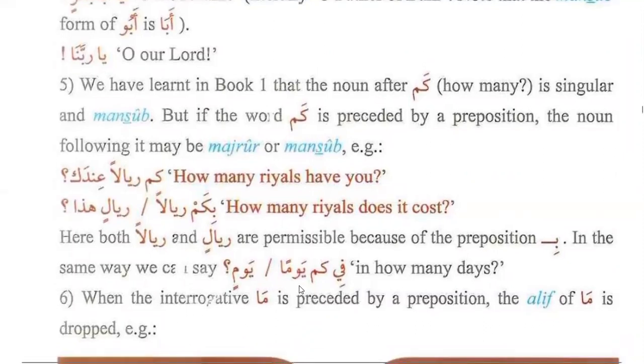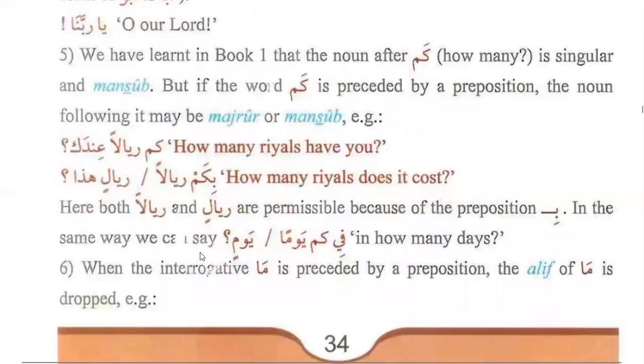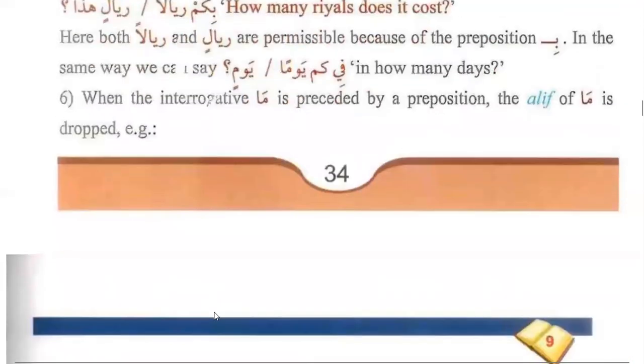Okay, so here we can use either of these two sentences. You can say fi kam yawman or you can say fi kam yawmin. Next is interrogative.